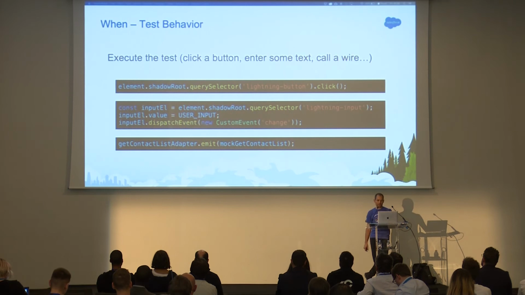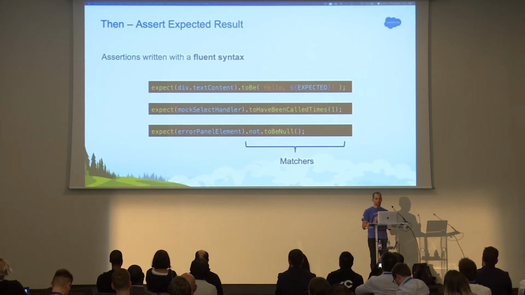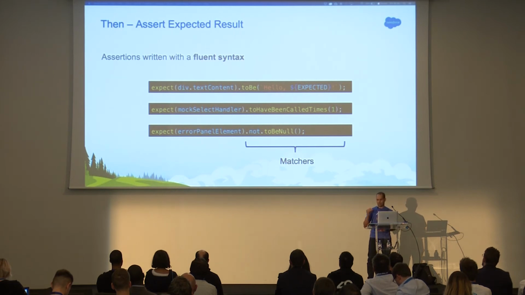Finally, the last phase is the then phase. And in the then phase, it's actually very simple to write your test because we're using assertions in something called a fluent syntax. So the idea is that you want to be able to read the line, and actually it turns out to be a sentence, so you know exactly what it does. You see, expect div content to be hello and then constant, so hello world, for example. Or expect mock select handler to have been called 1 time.